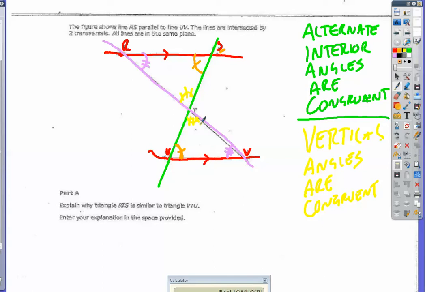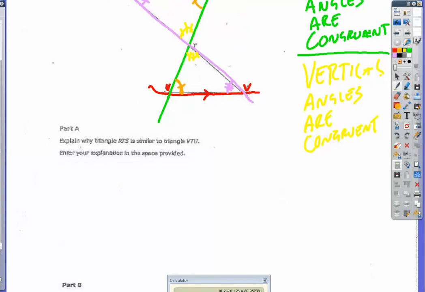So, let's look at the problem. The problem says, explain why triangle RTS is similar to triangle VTU. Oh, well, why are they similar? They have the same angles. And they have the same angles because, and this is your explanation, alternate interior angles are congruent and vertical angles are congruent. That's it.